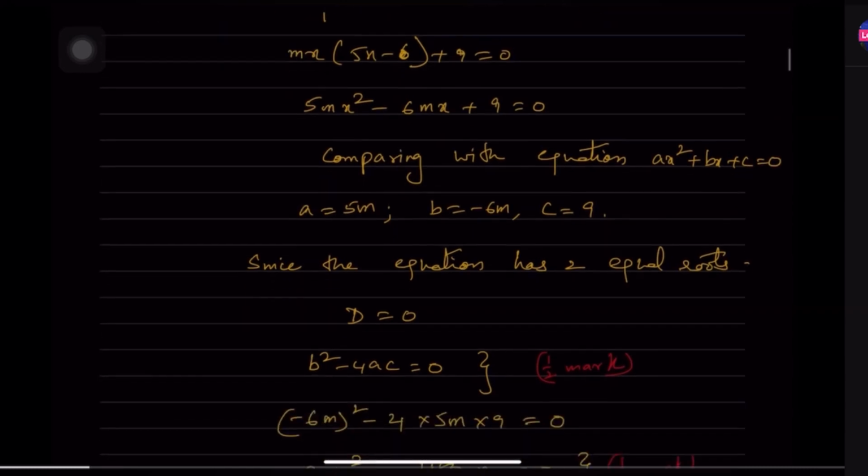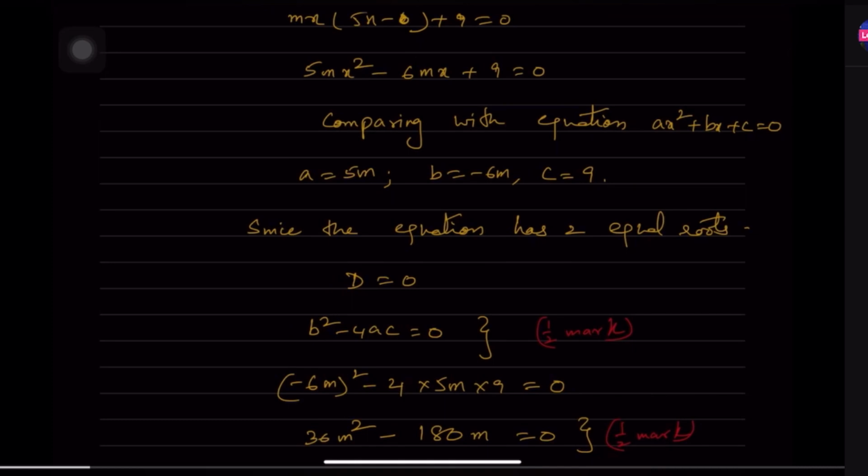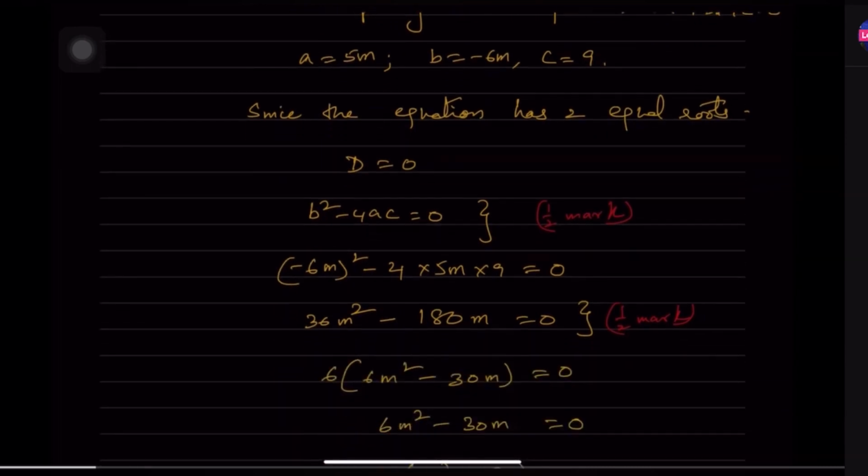So since the equation has 2 equal roots, that means D is equal to 0. That is the discriminant, which is equal to b square minus 4ac equal to 0. For this you have half mark. Then next, what is b you have to write, and then you write (minus 6m) whole square minus 4 into a is 5m, c is 9 equal to 0. So this gives you 36m square minus 180m is equal to 0.